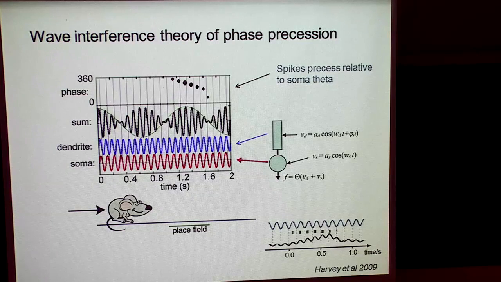So if you have a simple model in which the movement of the cell relative to the external LFP is being driven by some internal potential, which is just forcing the firing forward and then relaxing again, you have to explain why the cell continues to precess despite the fact that there is a reduction in firing.